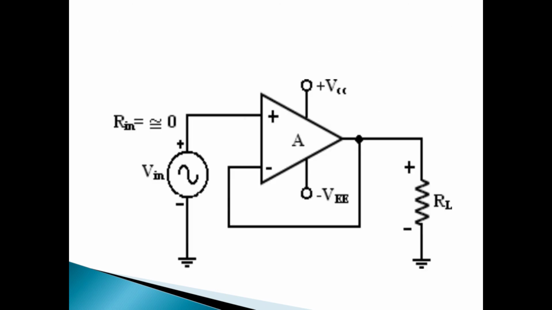This is the diagram which shows the saturation voltage. Here V input is applied to the op amp, which is connected with plus VCC and minus VEE, and it is connected in series with a resistive load.